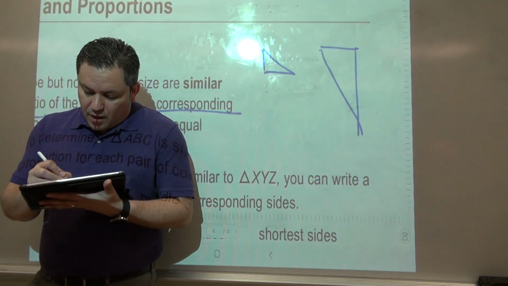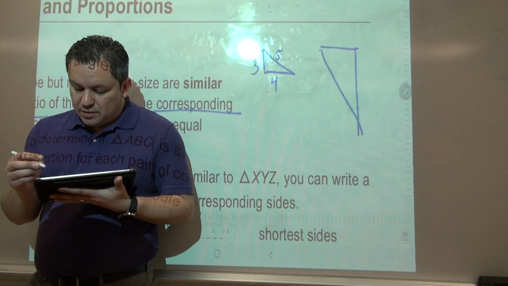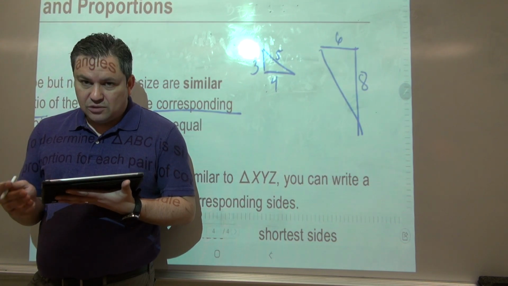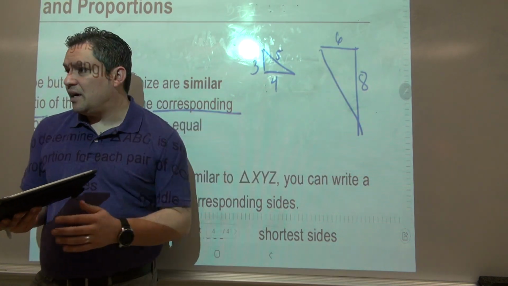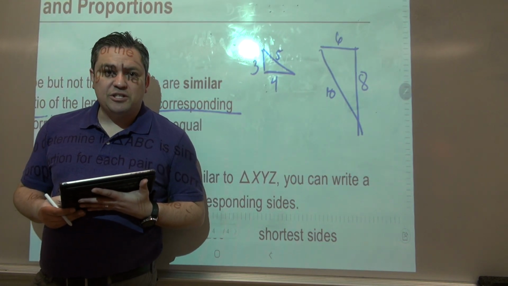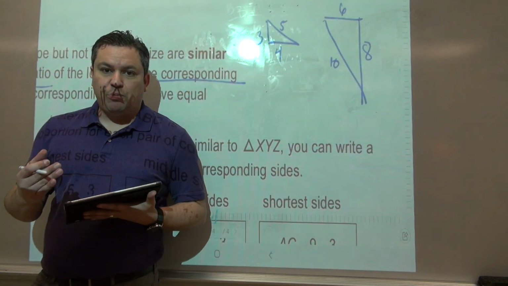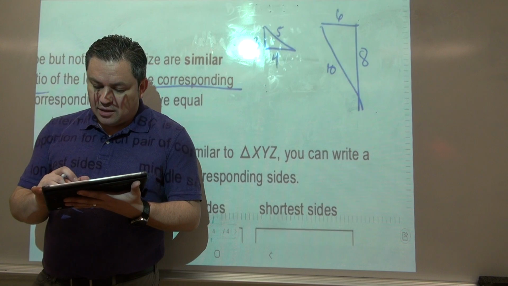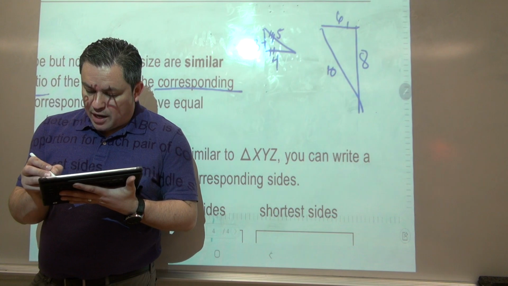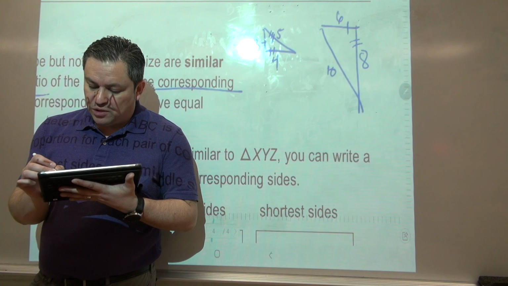So I'm going to do 3, 4, and 5. And then this one is going to be 6, 8, 10. So that's 10, right? What's my ratio? 2, right? I multiply by 2. Now, if I don't know that this is proportional, I can find out a different way. Again, I'm going to take 1, 2, 3. What's my corresponding to 2? 8. And my corresponding to 5?